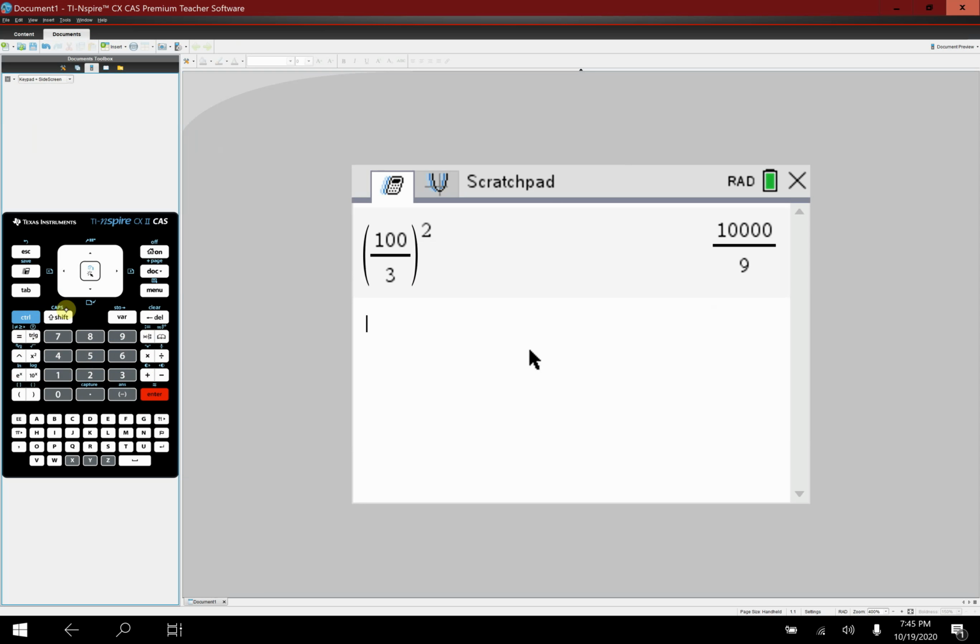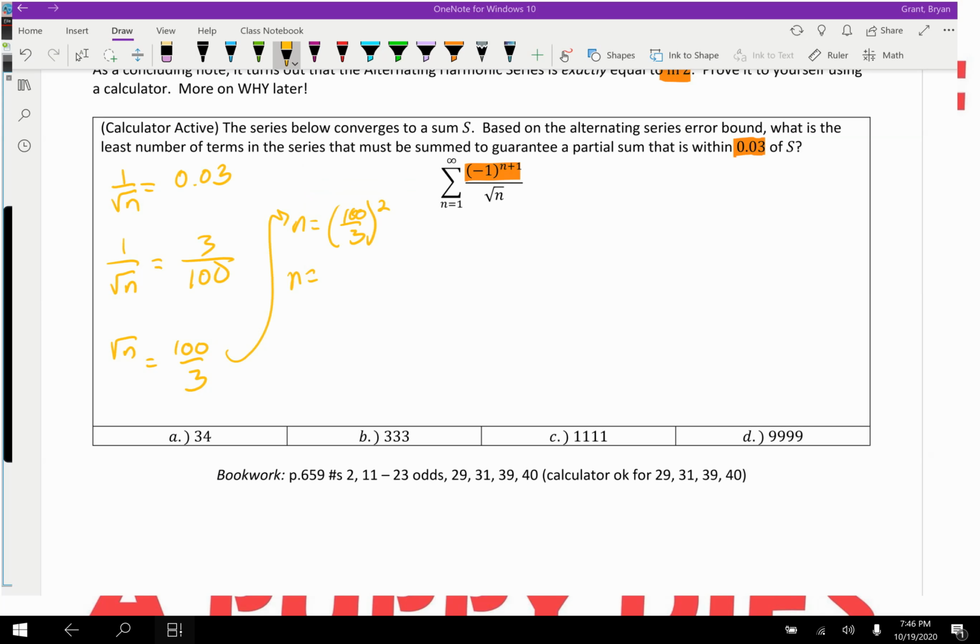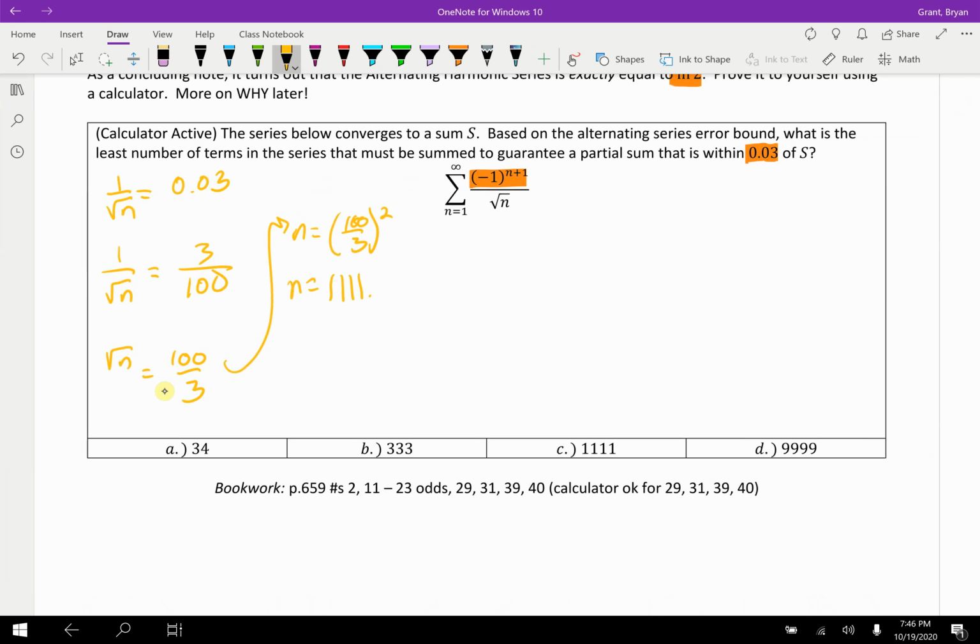It's going to give me a fraction, so I'm going to copy this down and say, please give me a decimal, calculator. 1111.11. I can do that. So 1111.11. Well, what did we find here? This tells me that if I use this term number, 1111.11 will give me an exact value of 0.03. That's what I just solved for right here.